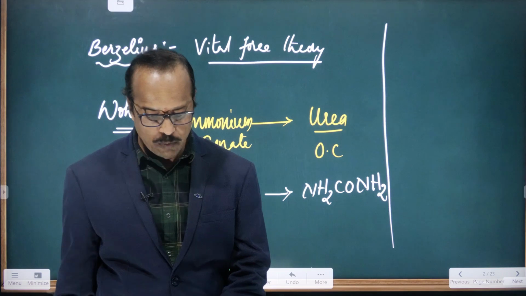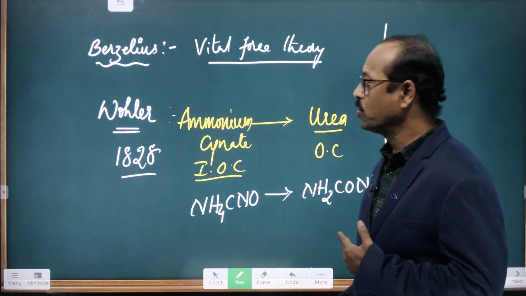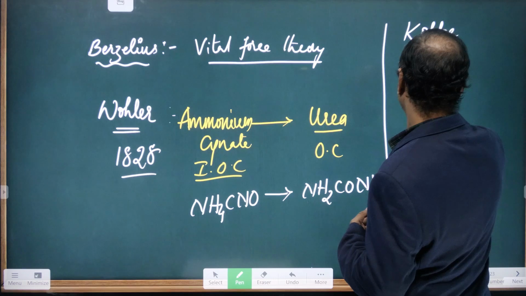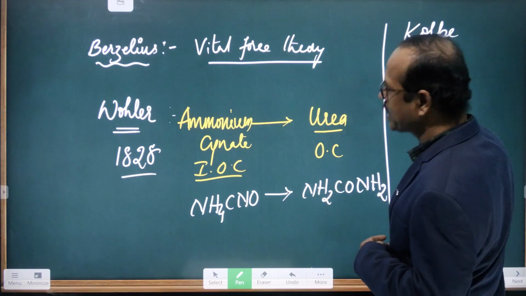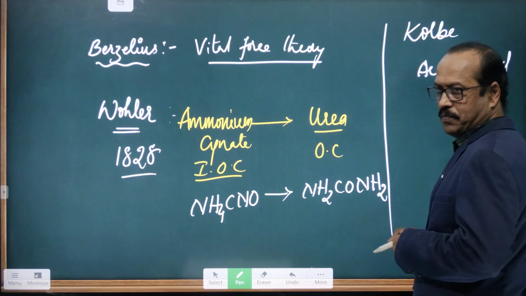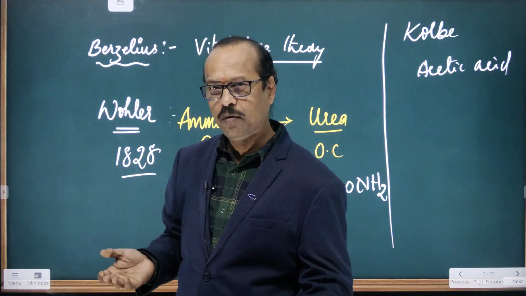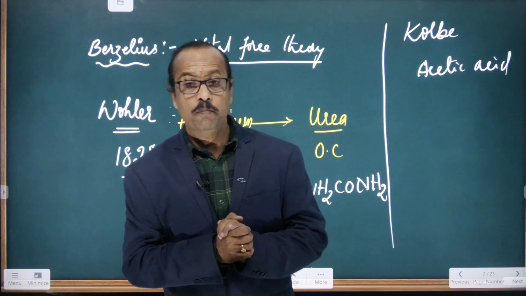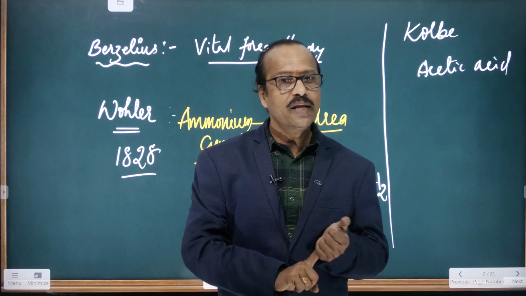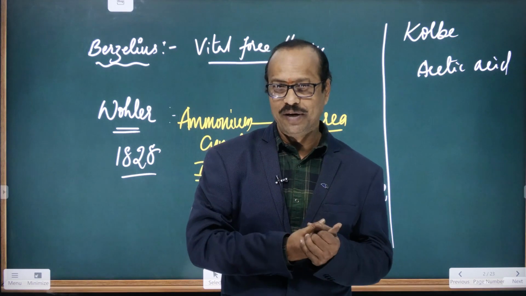Next, Kolbe prepared acetic acid, which generally we call vinegar. Kolbe was another scientist who prepared ethanoic acid, or acetic acid. Like this, later so many scientists synthesized, means prepared, other organic compounds from inorganic compounds, showing that the vital force theory was wrong, and that we can prepare even organic compounds artificially, means what, in the laboratories.